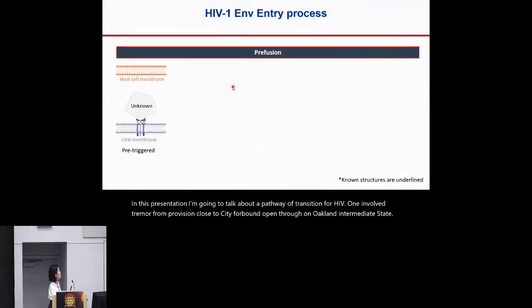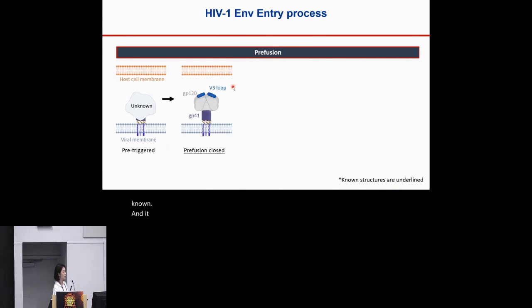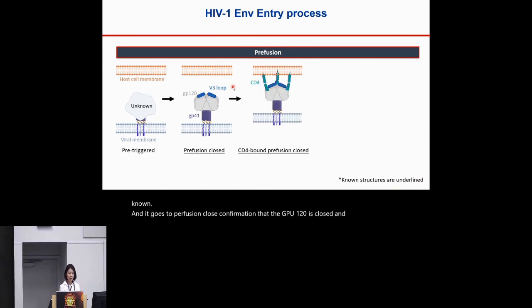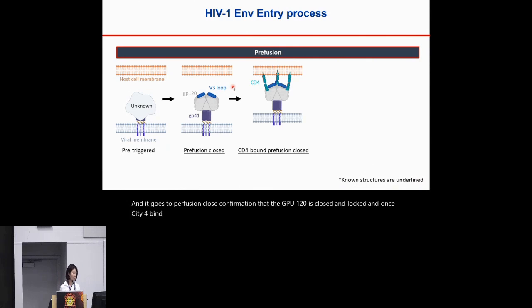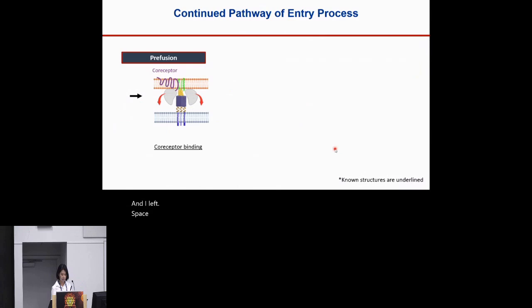My main research topic is HIV-1 vaccine development, and the entry process of HIV-1 starts from the pre-triggered state, for which the structural information is not known. It goes to the prefusion-closed conformation, where the GP120 is closed and locked. Once CD4 binds to the prefusion-closed state, the conformation is triggered to change to the CD4-bound open state that you can see on the right side. I left space intentionally and continue to the prefusion phase.